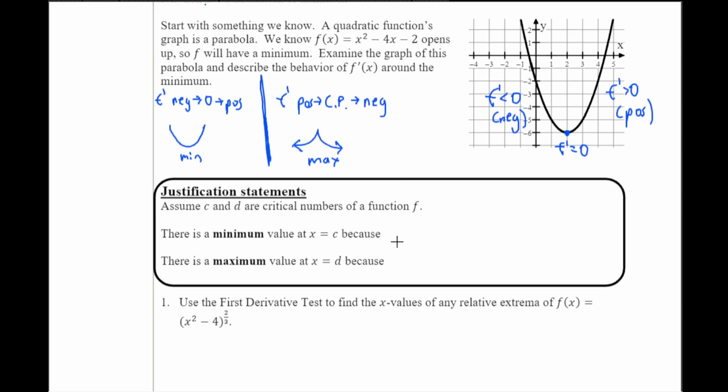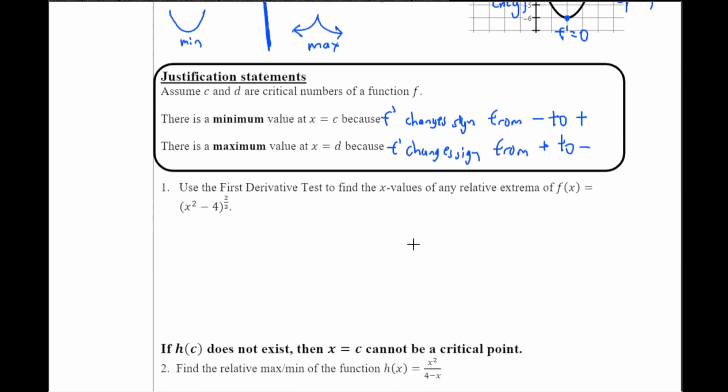Let's write that down right here. There is a minimum value at x is equal to c because f prime changes sign from negative to positive. There's a maximum value at x is equal to d because f prime changes sign from positive to negative, just like that.